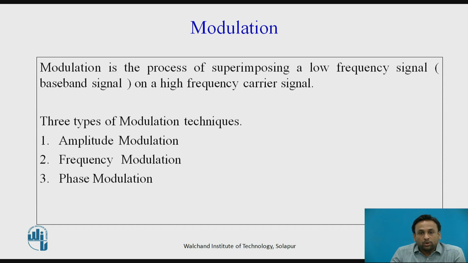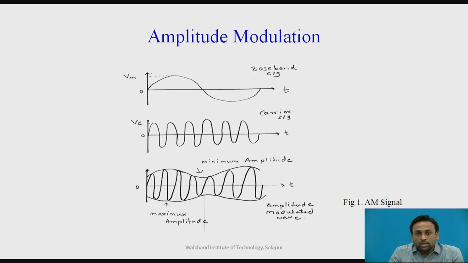So whenever you're going to send information which is of low frequency, we have to superimpose it on the higher frequency carrier signal. So there are three types of modulation technique: amplitude modulation, frequency modulation and phase modulation. In amplitude modulation, as we are going to see in this figure, this is the modulating signal or the baseband signal and this is the carrier. We are going to superimpose the signal on the carrier. So this is an output of the amplitude modulation.